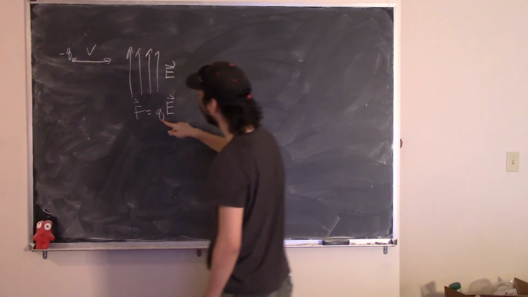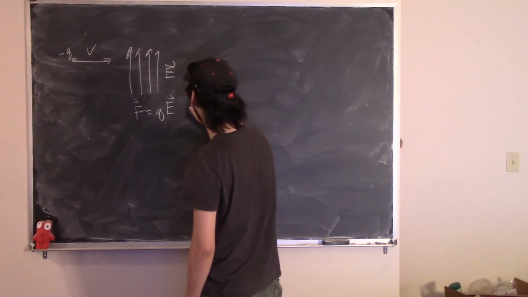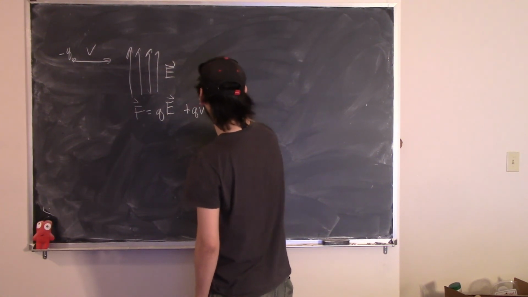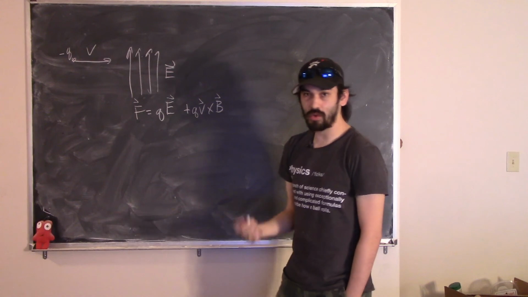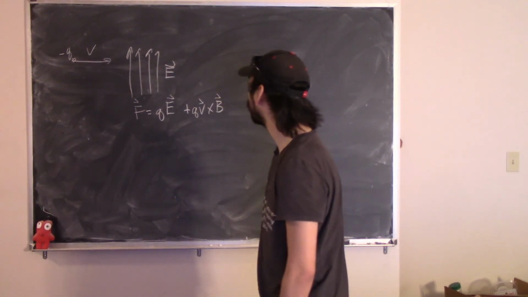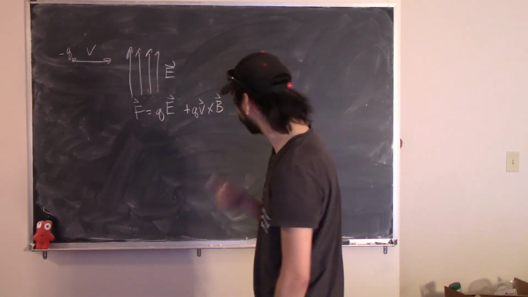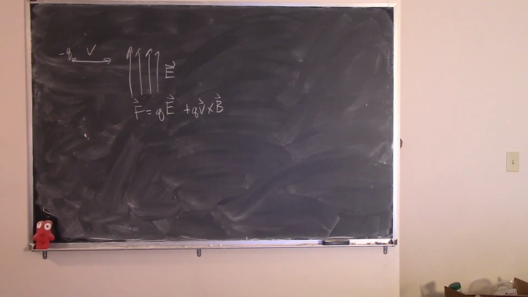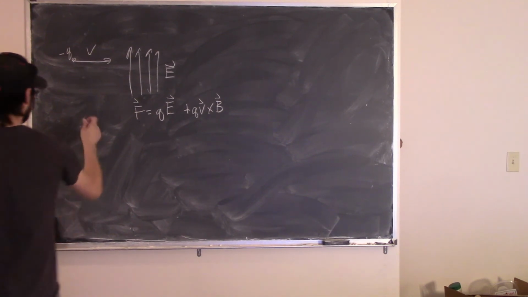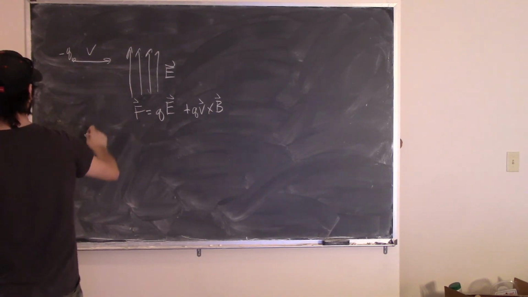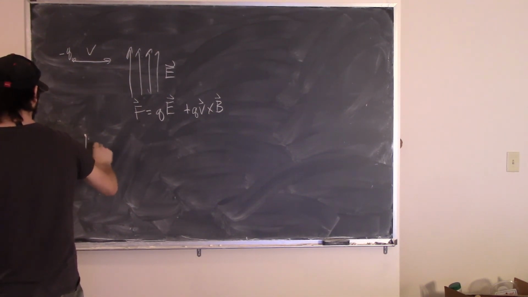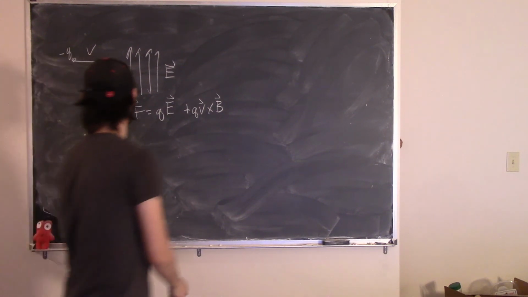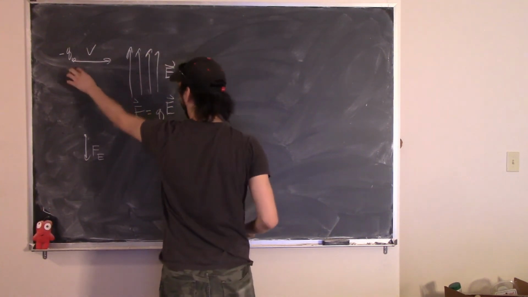And so this says that F vector is equal to Q times E vector plus Q times V cross B vector. Okay. So what does it mean for this to move through undeflected? Well, it means that the sum of the forces acting on this particle is 0. So that's to say that my electric force is going to point down. This is the electric force Fe.